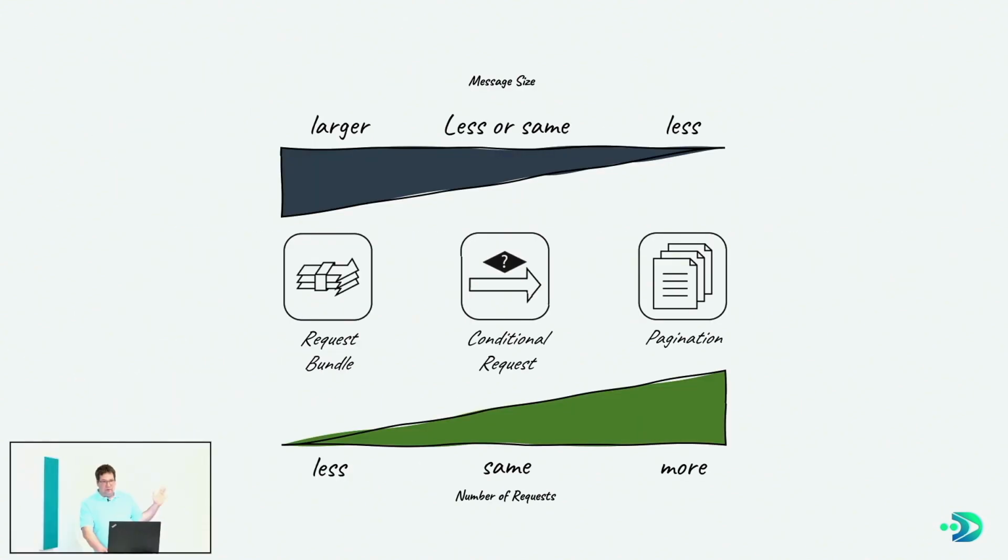And there are many more in our language. We could have a request bundle where we put together many requests which are independent of each other and get a set of responses back. We can make a conditional request, so only if this has changed, like all these if-modified headers, for example. And we have pagination. They all play on the spectrum between message size and number of requests.